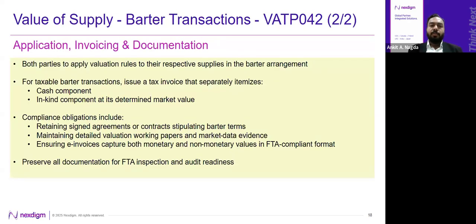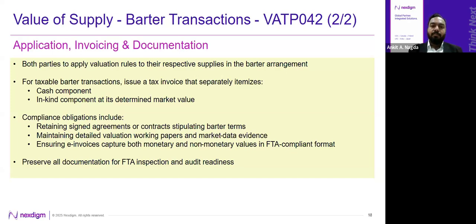Then what is the documentation to be followed? Both the parties have to be mindful of this, because the documentation and compliances are mandatory in UAE for every single transaction. There cannot be any miss by the recipient or the supplier. This is something which has probably been known to taxpayers across the globe, that you should have signed agreements and contracts which would talk about what the valuation is, what the supply is, what is being exchanged, what the quantity is, and so on.